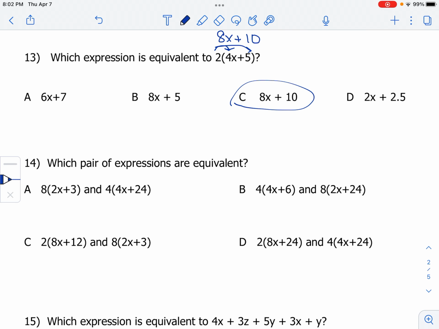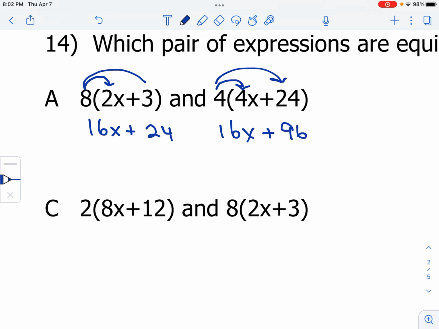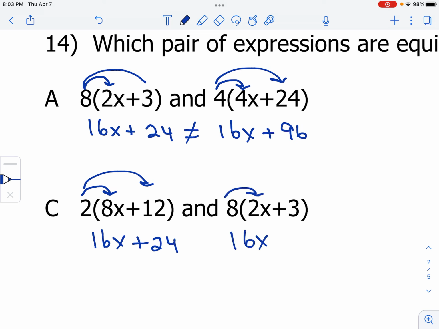Number 14, which pairs of expressions are equivalent, or which pair? All right, so I'm going to zoom in here so we can see. Most of these require the distributive property, so let's use it here. 8 times 2x is 16x. 8 times 3 is 24. All right, over here, 4 times 4x is 16x. 4 times 24 is 96. Those are not equivalent. Choice C, 2 times 8x is 16x. 2 times 12 is 24. Now we've got 8 times 2x, that's 16x. And 8 times 3, also 24. Those are equivalent.